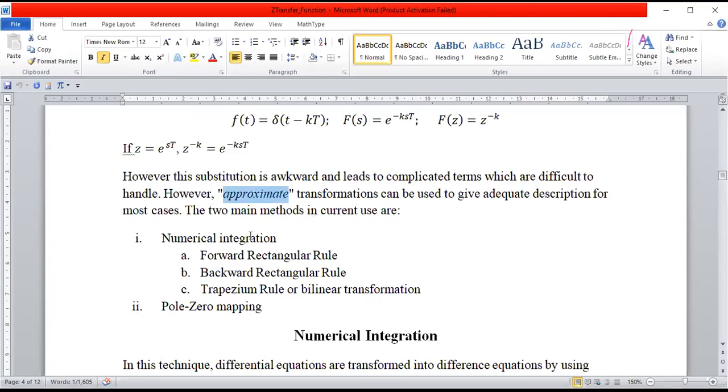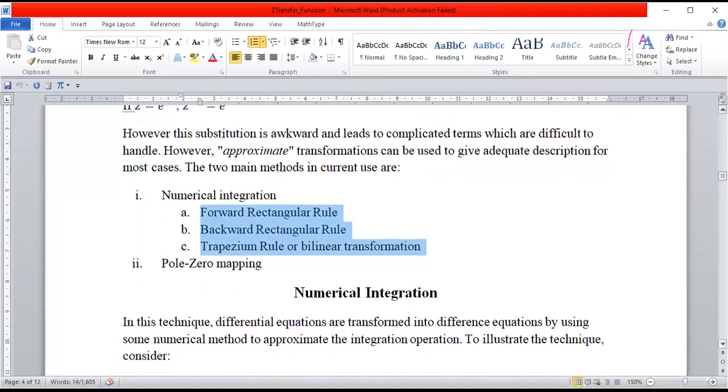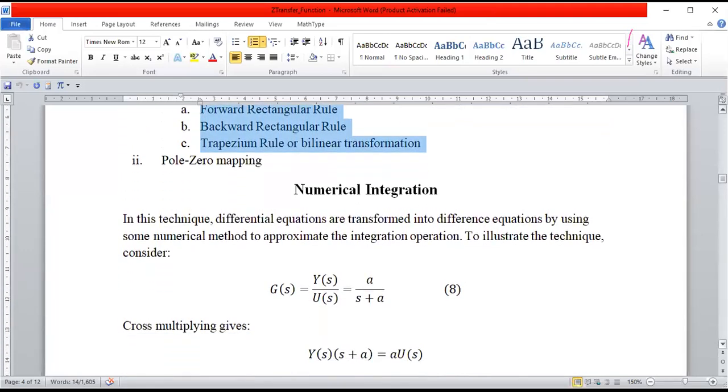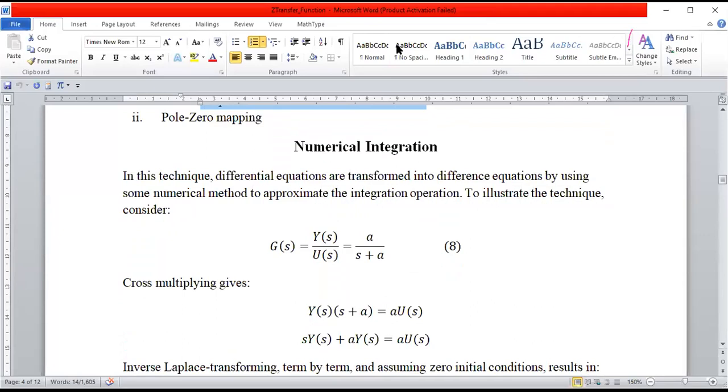The different methods you can use are numerical integration and pole-zero mapping. There are three methods in numerical integration: the forward rectangular rule, the backward rectangular rule, and the trapezium rule or bilinear transformation rule. So we'll start from the numerical integration.